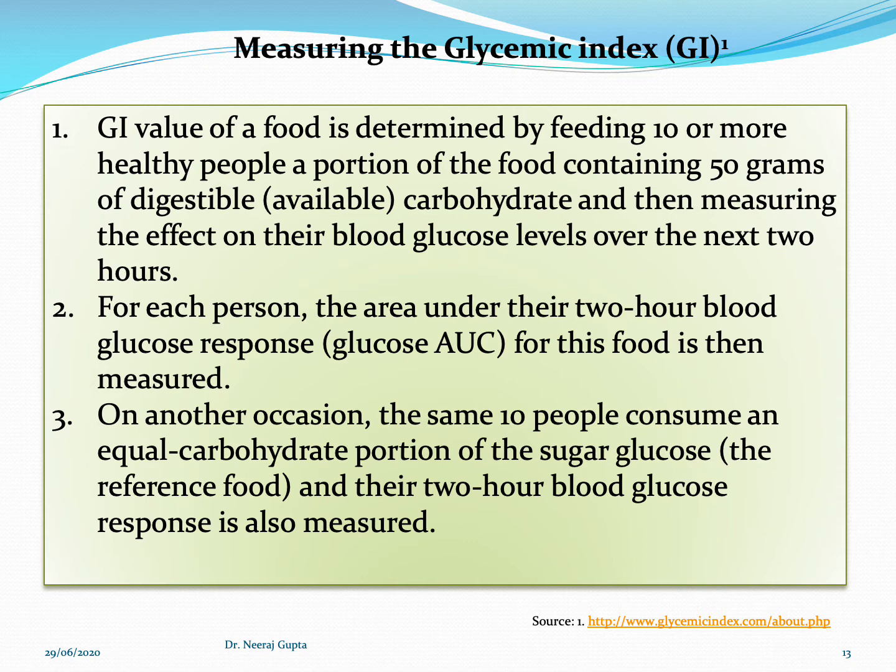known as glucose AUC, for this food is then measured. On another occasion, on a different day, the same 10 people consume an equal carbohydrate portion of the sugar glucose. So this is the reference food. Glucose is the reference food, and their 2 hour blood glucose response is also measured.